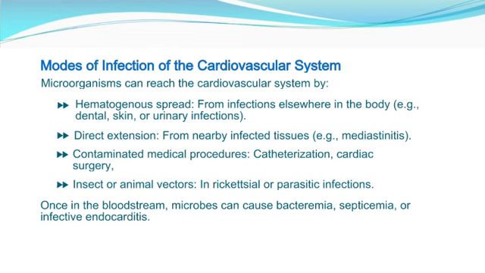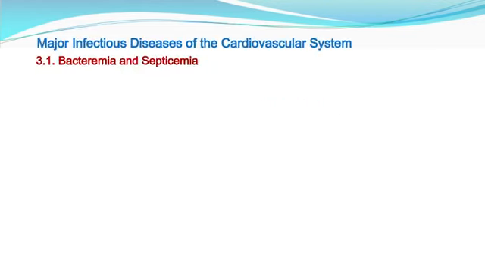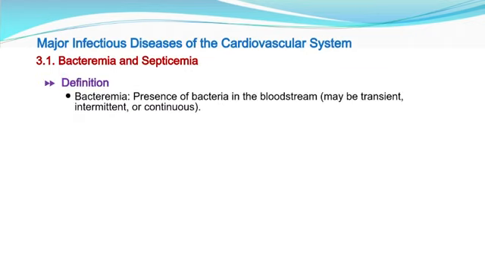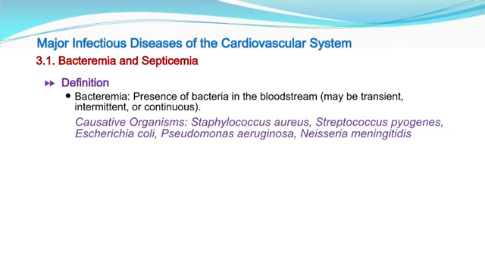Once microorganisms get into the bloodstream, they can cause a range of problems from transient bacteremia to life-threatening septicemia or even infective endocarditis. Bacteremia just means the presence of bacteria in the bloodstream. It might be transient, like after toothbrushing or minor injury. It can be intermittent, such as in patients with abscesses, or continuous, which happens in infective endocarditis when bacteria keep shedding into the blood. Common organisms include Staphylococcus aureus, Streptococcus pyogenes, E. coli, Pseudomonas aeruginosa, and Neisseria meningitidis.